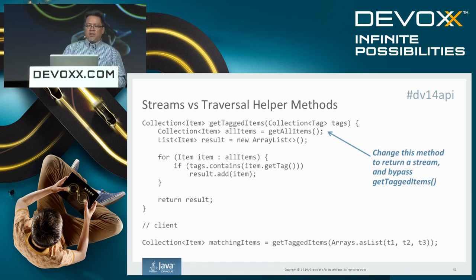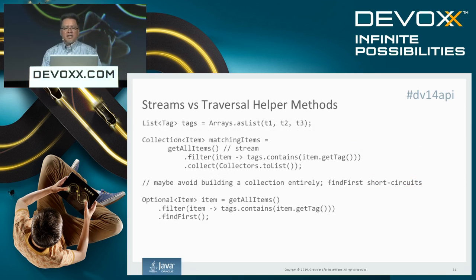So that's pretty straightforward. But let's look at this get all items method. As I've defined it in this example, it returns a collection of item. Well, what if it returned a stream instead? If it returned a stream, then all of this iteration in the bottom half of the slide can just go away, and the client can do it itself. So we can call get all items directly and then just filter them and collect them into a list. And then it gets its collection.